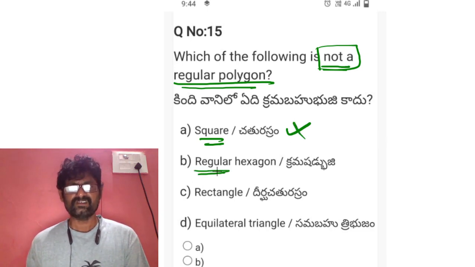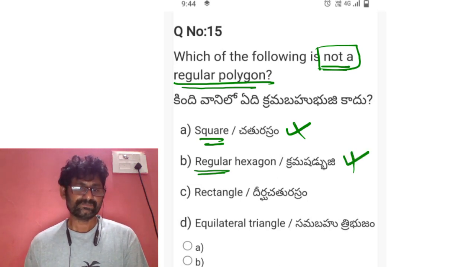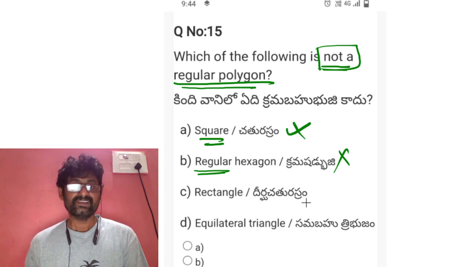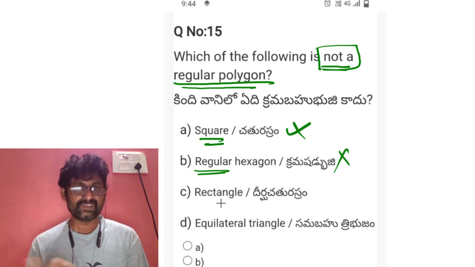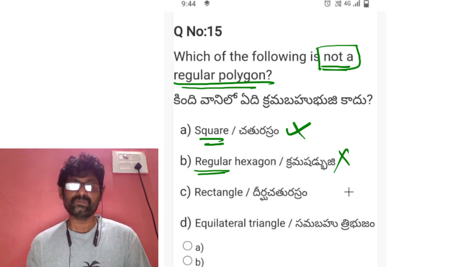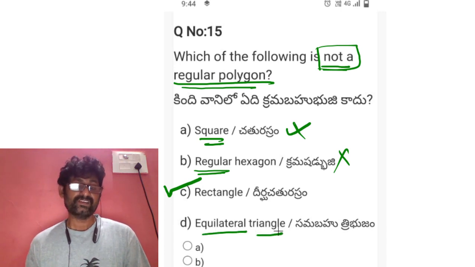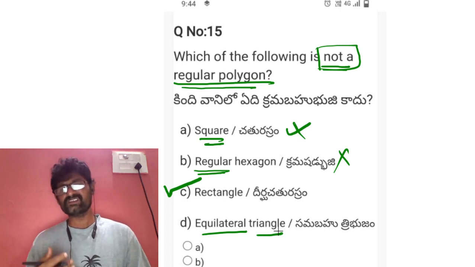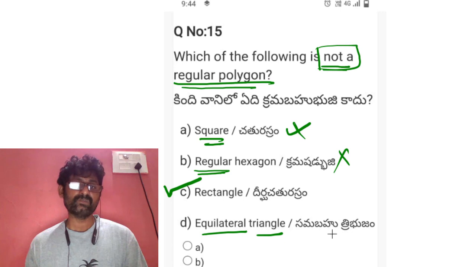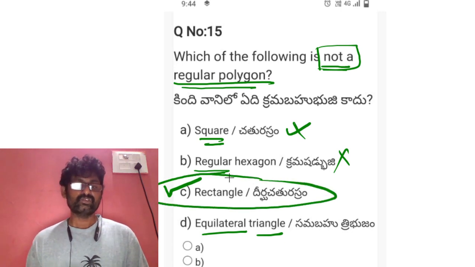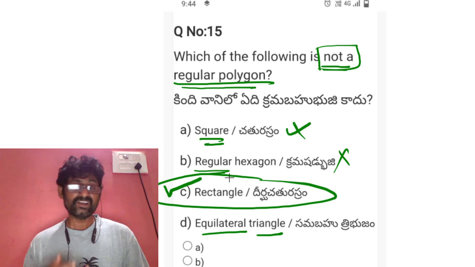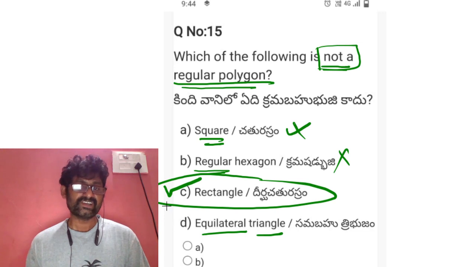Now B, regular hexagon. The name suggests it is a regular hexagon, so this is not our answer. Now if you see C, rectangle. A rectangle has different length and width. That means this is not a regular polygon. So option C is correct. Let us check option D also. Equilateral triangle. All the sides are equal as well as all the angles are equal, so it is a regular polygon. In a rectangle, we can't say length and width are equal, so this is not a regular polygon. So option C is correct.